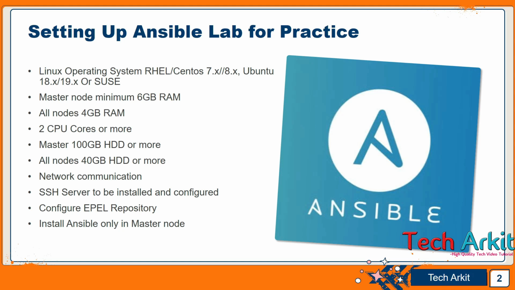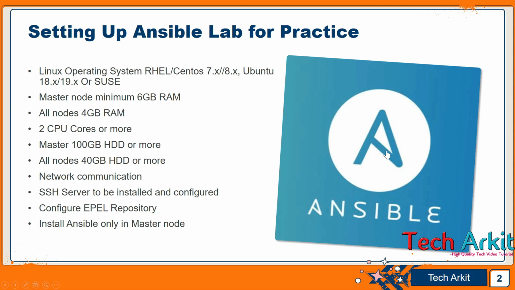And all the other nodes have to have at least 40 GB hard drive. And so from the master to all the other nodes, network communication will be enabled, and all the nodes would be enabled with SSH server installed and configured. Then we are going to configure the EPEL repository on all of these nodes. Then install Ansible only in master node. So we are going to install only Ansible on master node only.